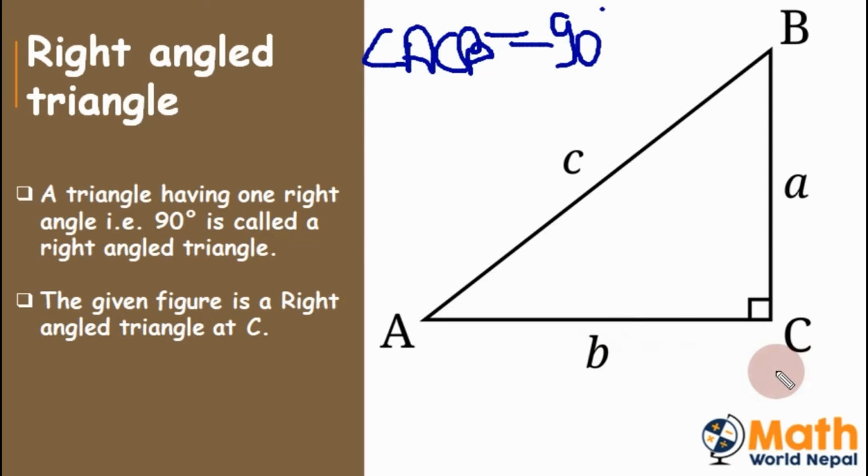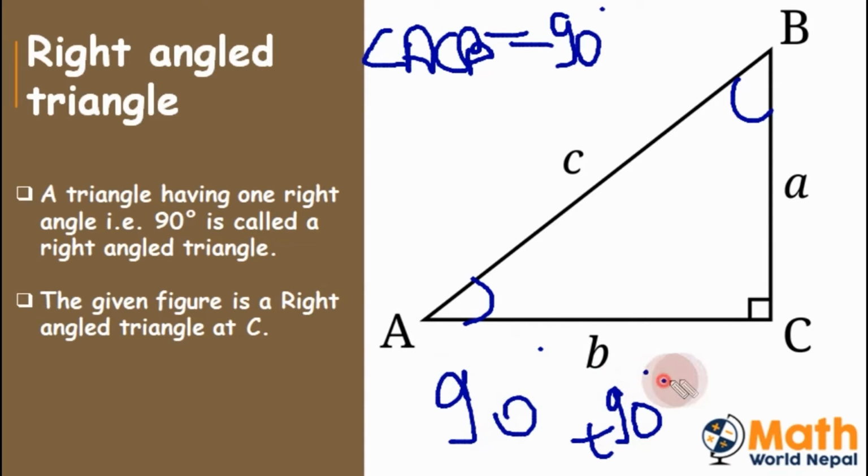In a right angle triangle, the sum of two acute angles is also equal to 90 degrees. So in the given figure, the sum of two angles CAB and ABC is equal to 90 degrees. Now, since we know the value of all the three angles of a triangle, if we add them, the sum of three angles of a triangle becomes 180 degrees.